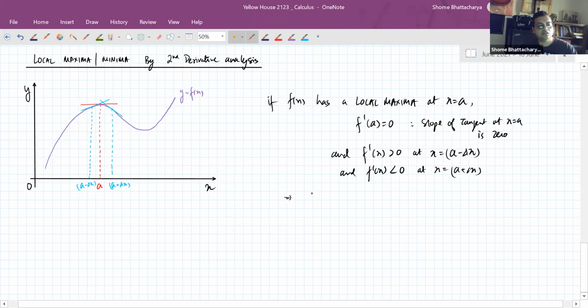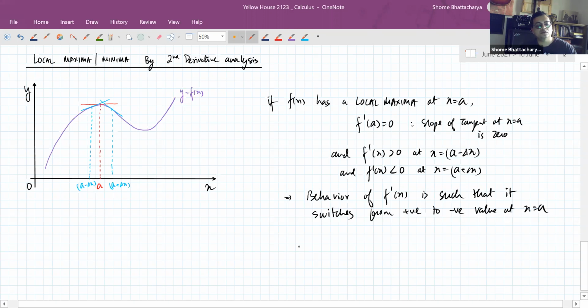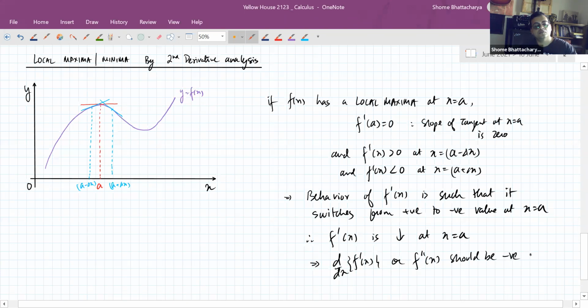So what we can see therefore is the behavior of f prime x, that is the derivative, is such that it switches from a positive to negative value at x equal to A. So therefore the derivative itself is decreasing in nature at the point x equal to A. So if the derivative is decreasing, that means the rate of change of the derivative, or second derivative, should be negative at x equal to A. So in other words, f double prime of A should be negative.